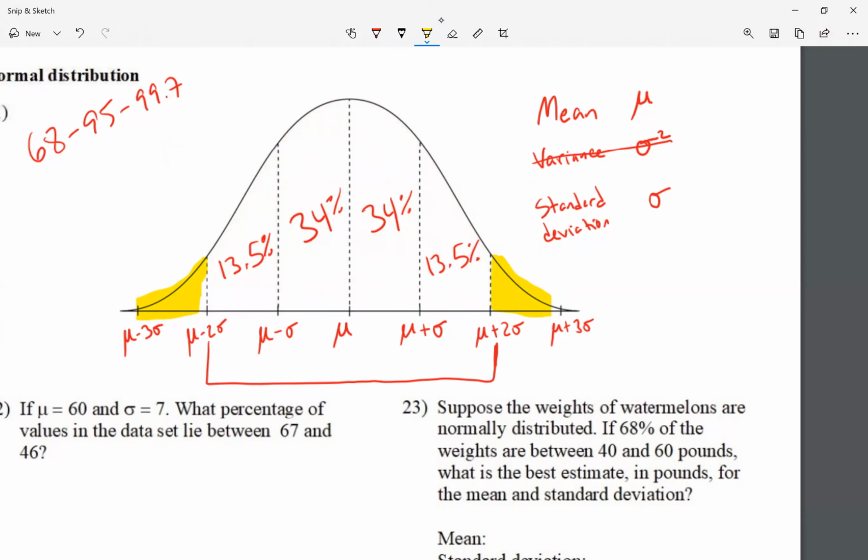Okay, 99.7 minus 95 is 4.7. 4.7 divided by 2 is 2.35. So about 2.35% of my people are in between each of these sections. And I'm gonna say to the left of this line is 0.15. And then to the right of that line, and then to the left of this other line, is gonna be 0.15. So this is what we call the normal distribution.